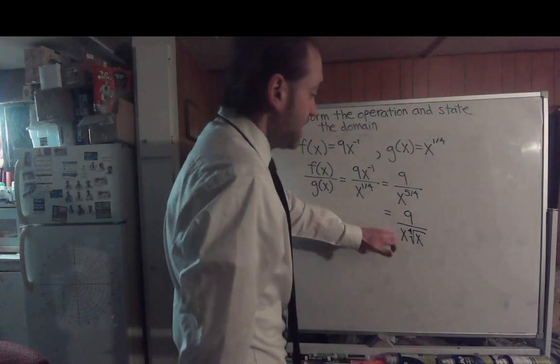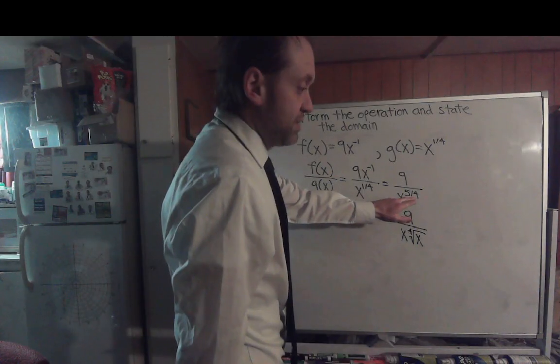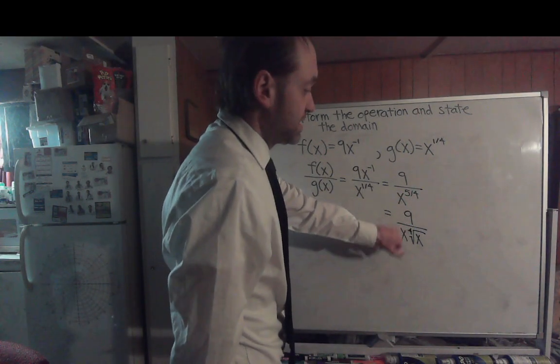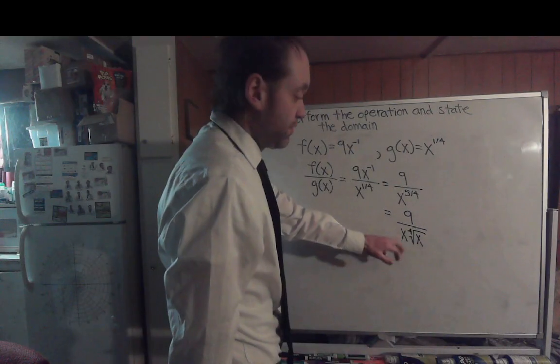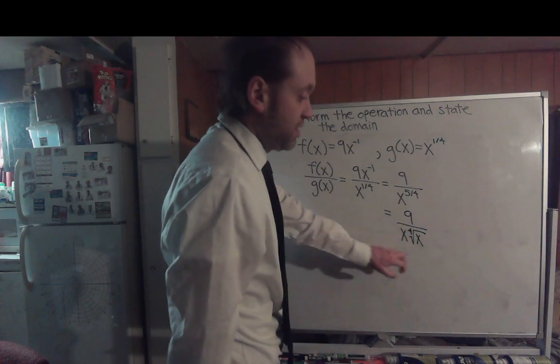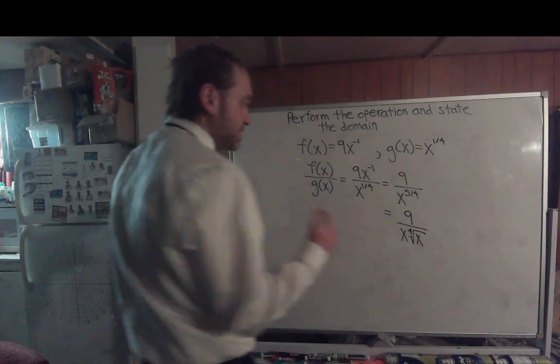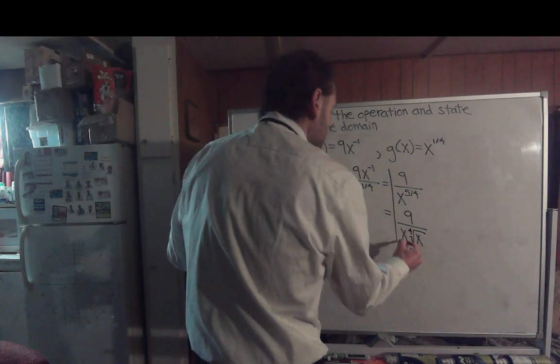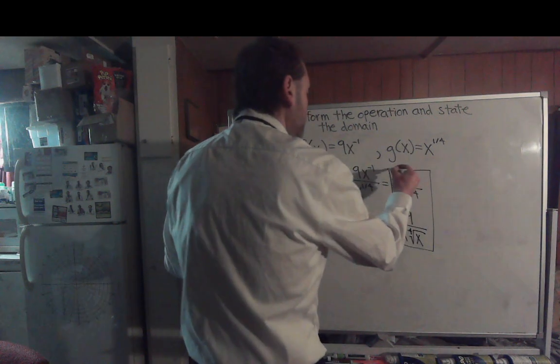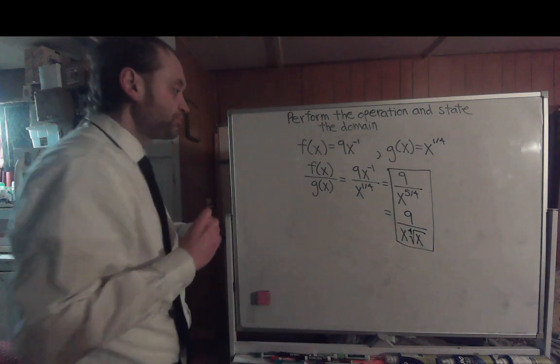Because this is the same as x to the 4/4 times x to the 1/4. Well, x to the 4/4 is just x to the first, then you have that extra fourth root of x. So you can write this in either format. They both mean the same thing.